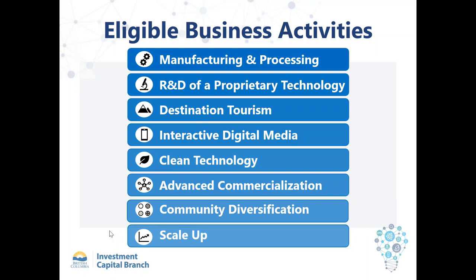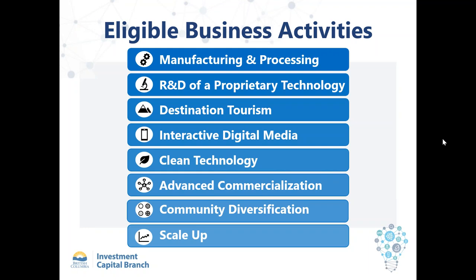The third category is destination tourism. So this would include something like a tourist ski lodge or a fishing lodge, something like that would fit under the tourism category. We do have a definition of tourism. It is a business where more than 50% of the revenue comes from tourists, and a tourist would be someone who resides more than 40 kilometers away from the business.